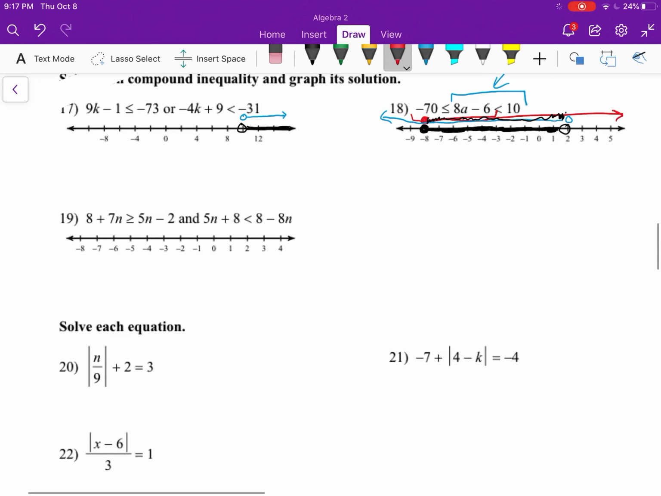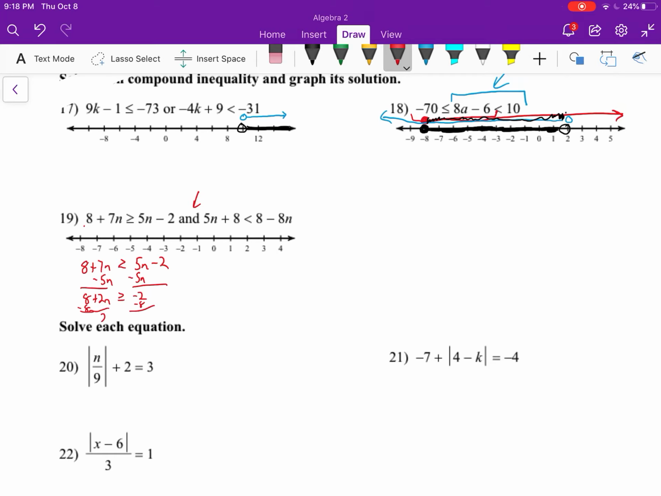This is another conjunction, an and, so we're looking at and here. We're going to solve these two individually. You can't simplify each side, so we're just going to start solving. We would subtract 5n from both sides. So this is 8 plus 2n is greater than or equal to -2. Subtract 8 from both sides.